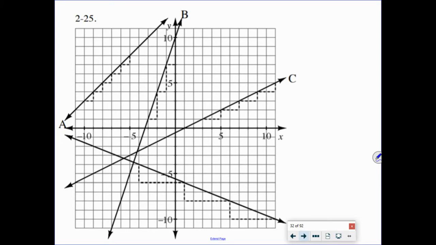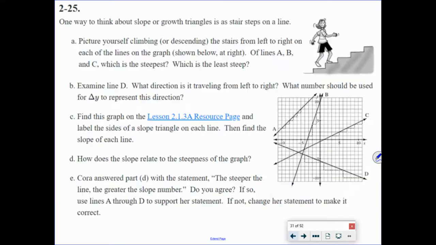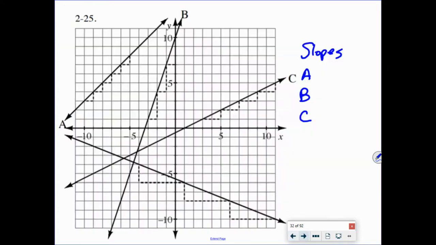So I'd like you to please pause the video and find the slope of all the lines. On your paper, you're going to put the slopes of lines A, B, C. Okay, I think it was just A, B, C. Let's check here. Oh, of all lines. So you're going to find the slope of all 4 of those lines, please. A, B, C, and D. Got it? When you are done with those, please unpause the video.